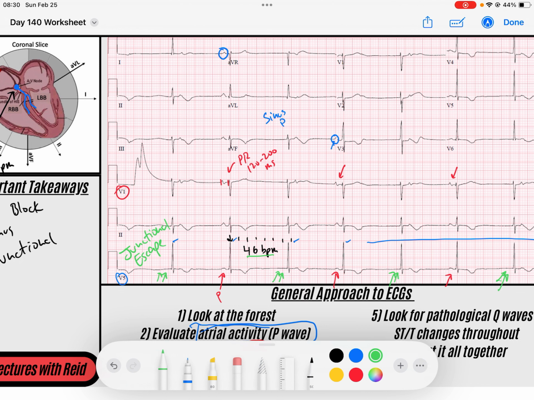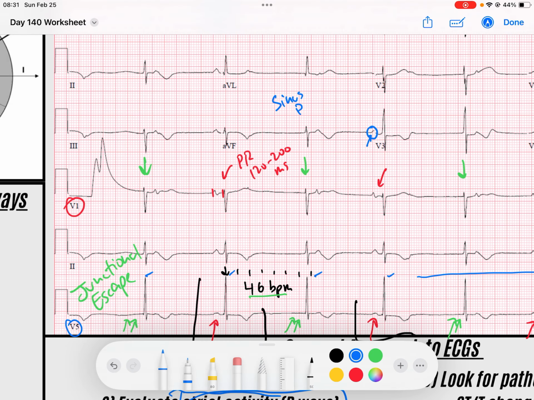Why would a rhythm go from sinus, like this beat, to junctional, and then back to sinus, and then to junctional? Well, there needs to be something that interrupts the sinus node. The sinus node has to slow down. And if you're noticing, after all the junctional beats, this one's a junctional beat, this one's a junctional beat, every other beat we said is a junctional beat. Look at after every single junctional beat, what do we have?